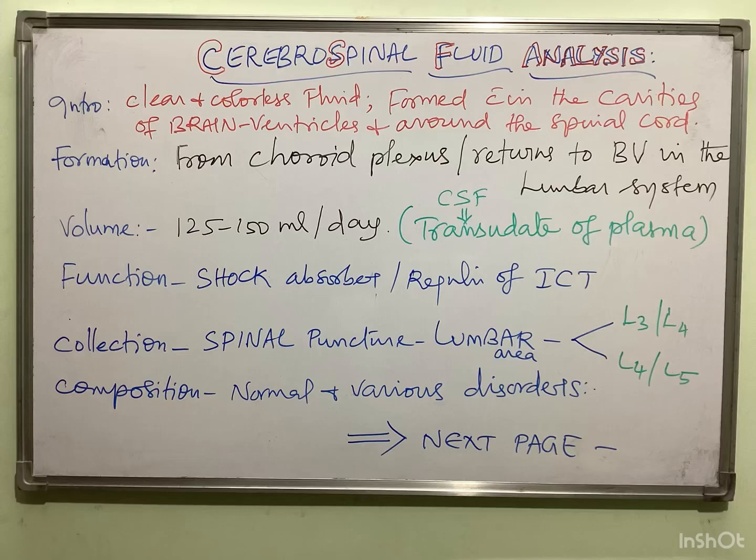Today's topic is cerebrospinal fluid analysis, that is CSF analysis. CSF is a clear and colorless fluid formed within the cavities of brain ventricles and around the spinal cord. It is formed from the choroid plexus and returns to the blood vessels in the lumbar system. It is actually a transudate of plasma.